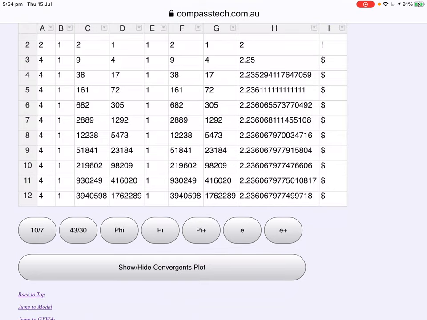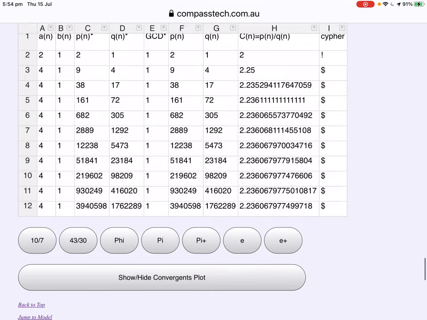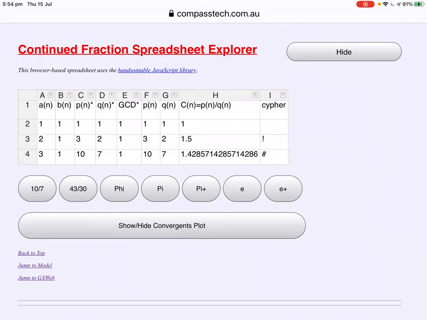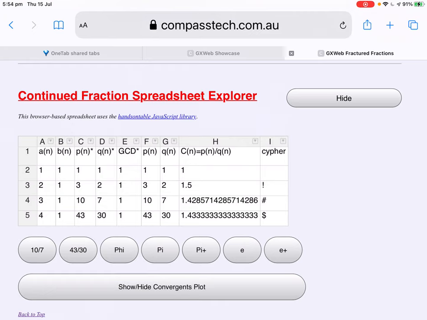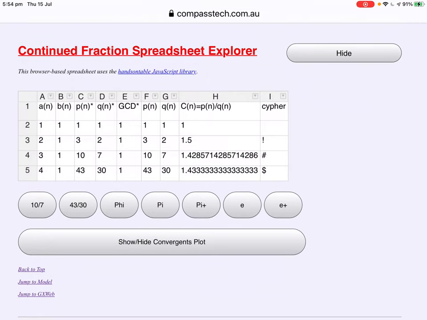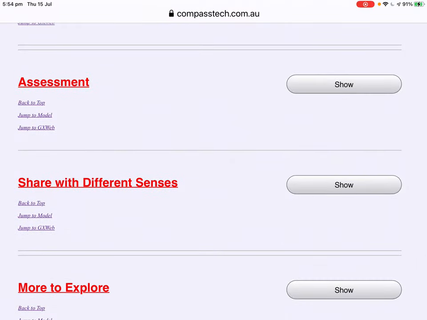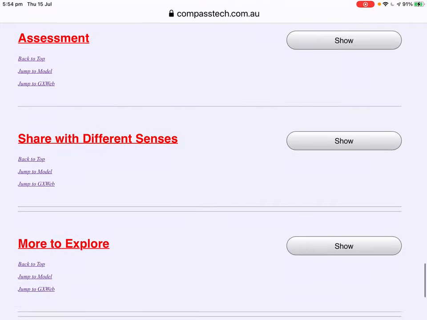Here we have, this one's the square root of 5 that we were just looking at. There's 10 over 7, where we started, 1, 2, 3. 43 over 30 is 1, 2, 3, 4. What fraction would represent 1, 2, 3, 4, 5? See, it's lovely, simple things like that that students can explore. There's a short assessment task once students have played around with the ideas on the page and some simple questions that get them thinking more deeply.